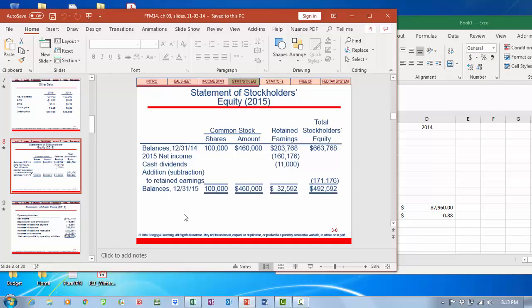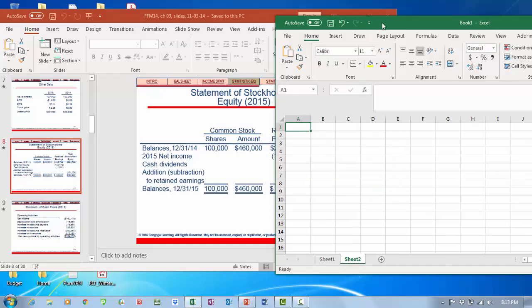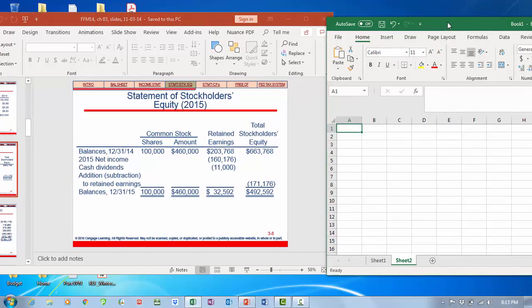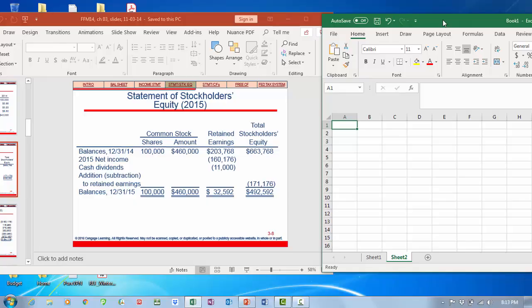So now we come to the statement of stockholders' equity, and this again shows you the shareholder equity, that is the worth of shareholders in the company, per se. So it is represented by the shares, which are 100,000, and the amount is $460,000.